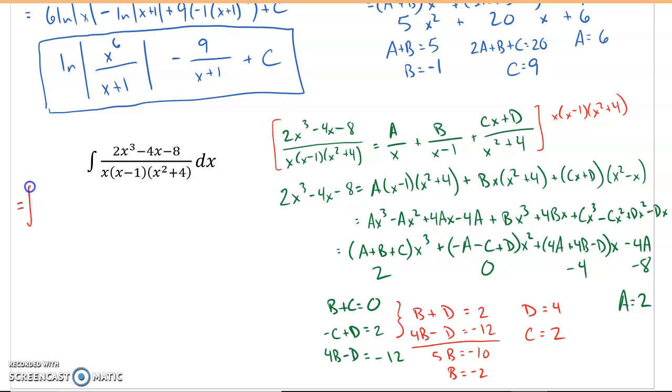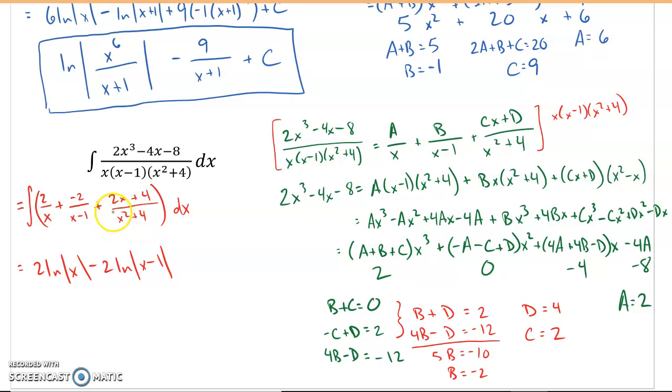Don't get lost in the algebra. You can use matrices if that's going to help you out. I'm fine with that. A over x plus b over x minus 1 plus cx plus d over x squared plus 4. Now, the first two were no problem. 2 natural log the absolute value of x minus 2 natural log the absolute value of x minus 1.